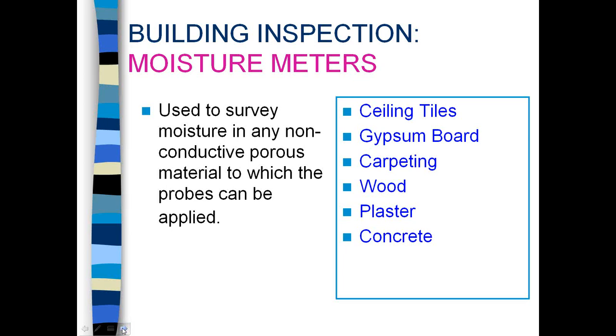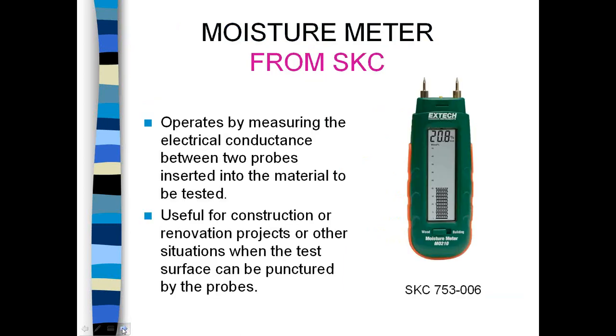A moisture meter is a critical tool in mold inspections. A moisture meter can be used to survey moisture in a variety of materials like ceiling tiles, gypsum board, wood, and plaster. Shown here is a moisture meter from SKC. It operates by measuring the conductance between those 2 probes. This style of moisture meter is best used in construction or renovation projects when the test surface can be punctured.